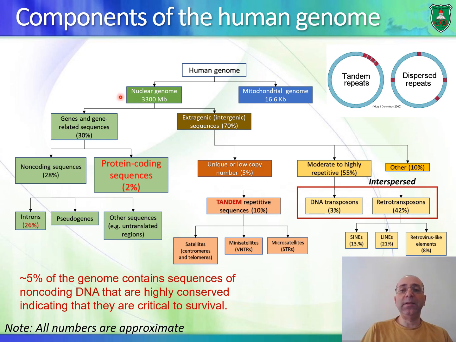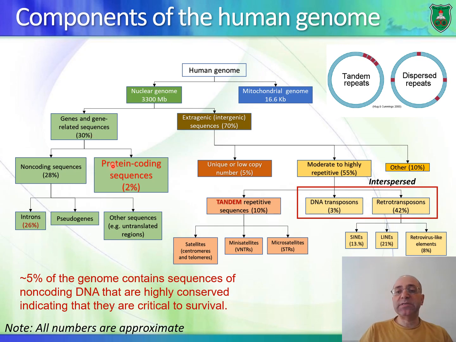But if you look at the human genome, it consists of about 3.3 billion base pairs. Okay, so remember, base pair means that we have two strands. Each one of them contains 3.3, and the other one contains also 3.3. So we're talking about base pair right here. If you look at the nuclear genome, it consists of genes and gene-related sequences, and it contains extragenic or intergenic sequences. Okay, so we'll talk about genes and gene-related sequences first, and they constitute about 30% of the human genome.